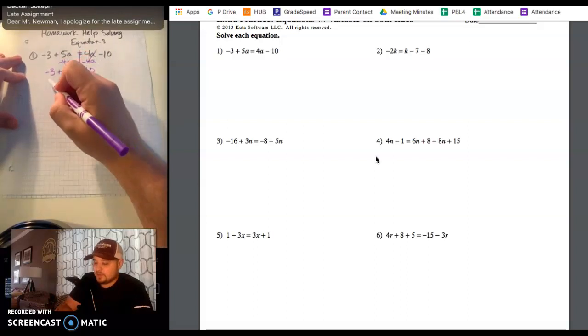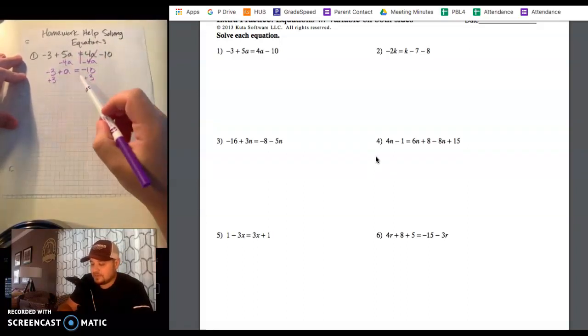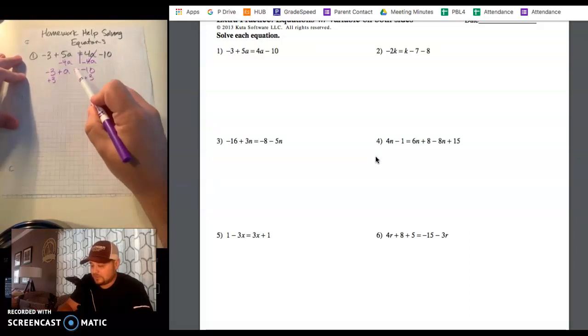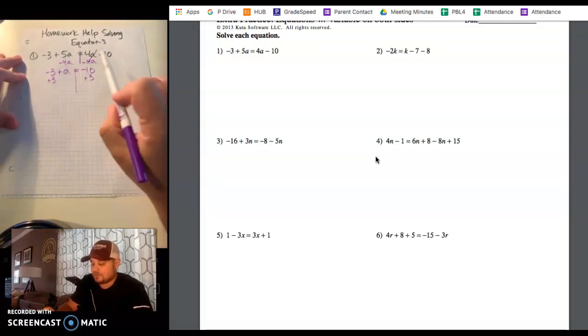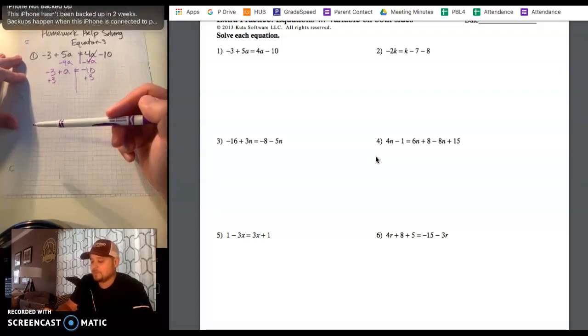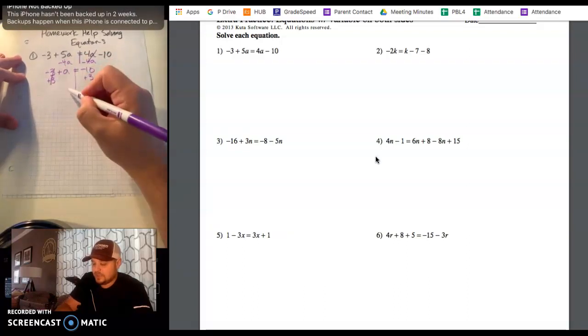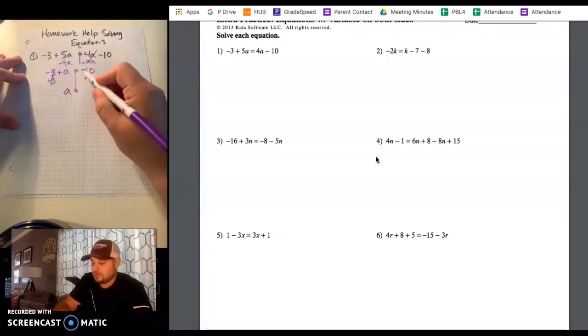Excellent. Step 4 is to get all the numbers onto the other side. So I'm going to add 3 to both sides. I'm doing that because if I've got the variables on the left side, I have to have the numbers on the right side. So I have to get rid of the numbers on the same side as the a. So that's going to go away, and I'm left with just a on this side, which is good.